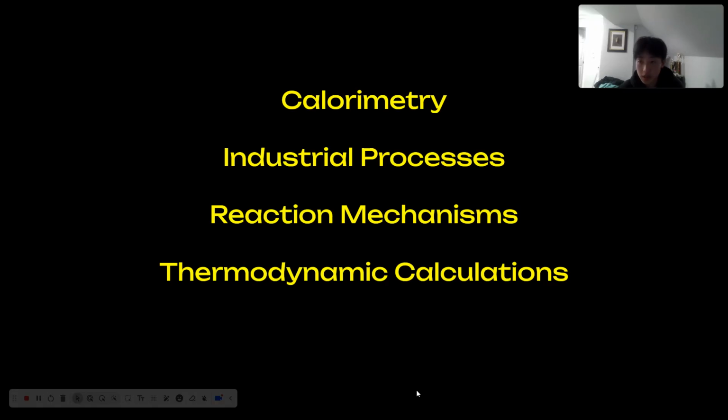Within industrial processes, Hess's law is used to optimize energy outputs and enthalpy changes, as well as produce new materials. Within reaction mechanisms, it allows us to easily assess different steps of a reaction. And finally, we are able to calculate energy changes within thermodynamic calculations, which would be nigh impossible through direct experimentation.